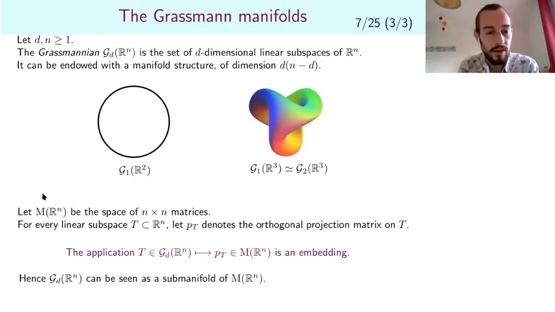The last remark we need: we can embed the Grassmann manifold into the metric space. So if M(R^n) denotes the space of n times n matrices, consider the application that maps any point of the Grassmannian, any subspace of Rn, onto the orthogonal projection matrix onto this subspace. This map is an embedding. Hence, we can see the Grassmannian as a submanifold of the metric space.